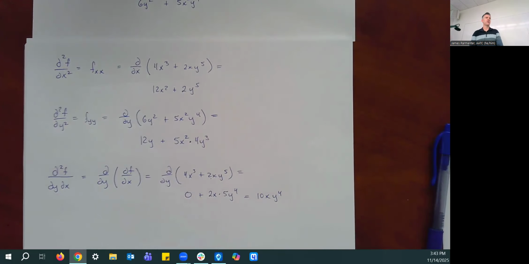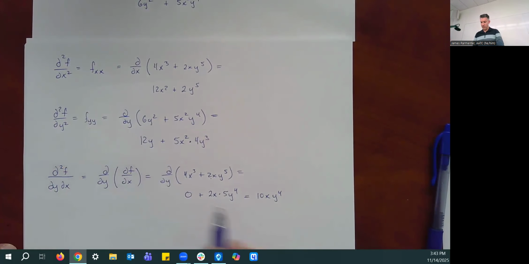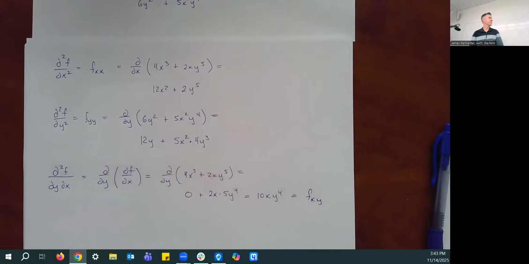And here's the bad news. If you write this in the other notation, well, we differentiated with respect to x first and y second, so we're going to write this as f_xy. And notably, they're out of order from each other. That is how it is written, and that's just something we have to deal with.